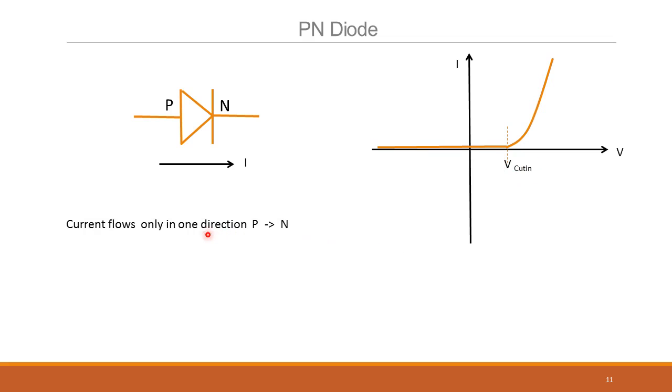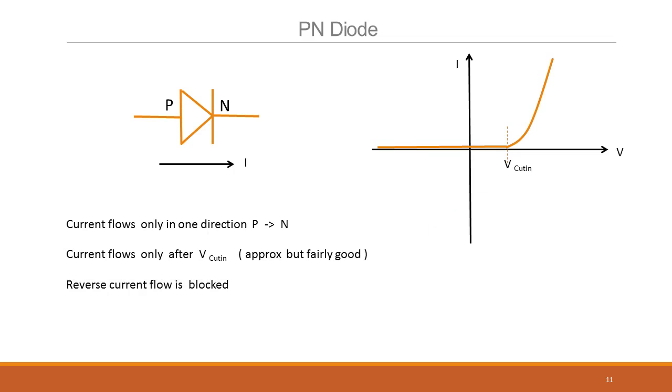So just to reiterate, current flows only in the one direction, that is from P to N. These are all our circuit assumptions. Current flows only after cut-in voltage, which is approximate but a fairly good approximation as far as circuit design is concerned, and reverse current is fully blocked. Since the current flows only in the forward direction, we say it acts as a rectifier. A rectifier lets the current go in one direction but blocks the other direction.